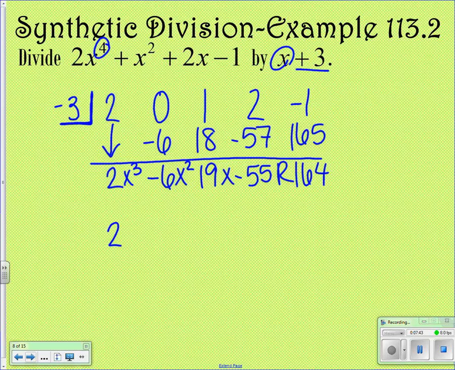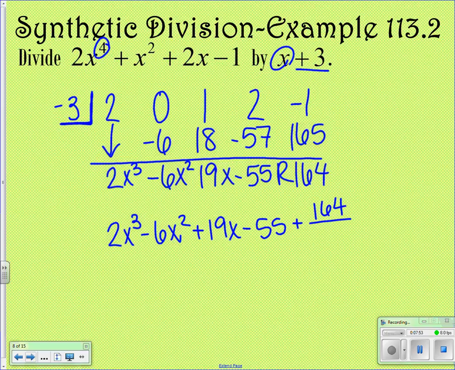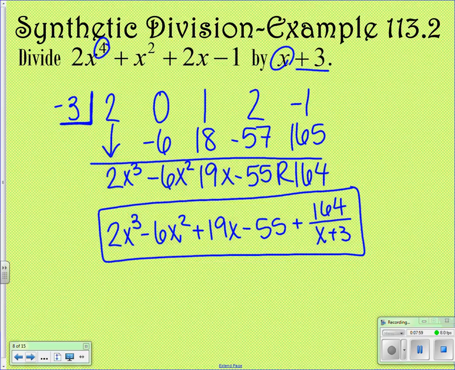So my answer is 2x cubed minus 6x squared plus 19x minus 55, and then plus my remainder, which is 164 over x plus 3. Okay, so that is going to be your answer there.